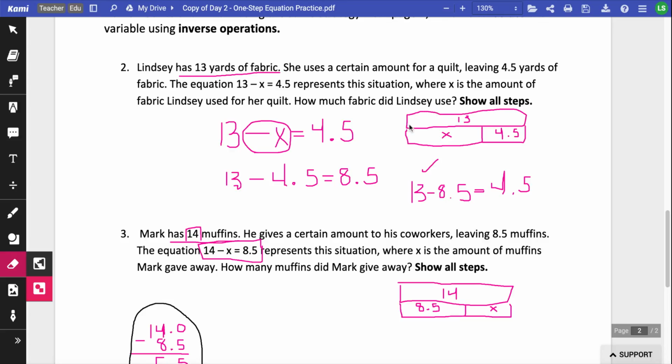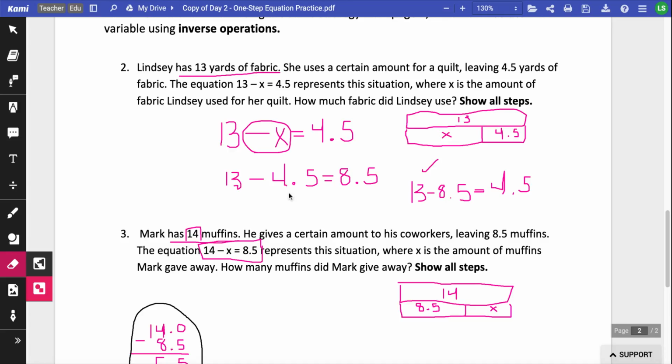So if Lindsay has 13 yards of fabric, this should be a rectangle. Sorry, it's difficult to use Cami, but this is the 13 yards of fabric she has in all. We know that she uses a certain amount, which is x, and then she's left with 4.5. We've spent a lot of time this year talking about parts and wholes. So if we combine what she used, which was unknown, with the 4.5 yards she has left, it should equal 13. So instead of using a one-step equation, I was able to problem solve through and decide that 13 yards, take away the 4.5 that she had left, should give me the solution of x.